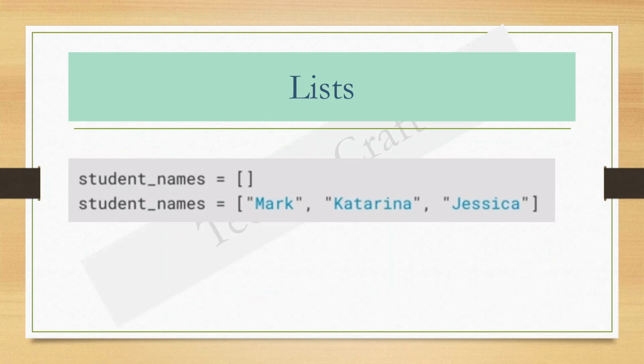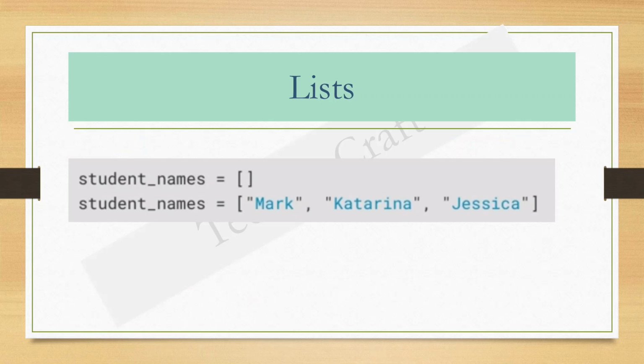Let's take an example. student_name is going to contain a list of students enrolled in this course. So under the variable name we can have Mark, Katrina, Jessica and so on. This is where the power of lists in Python comes in.